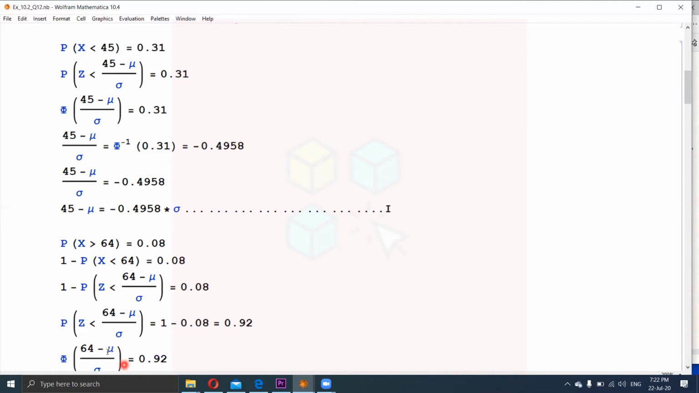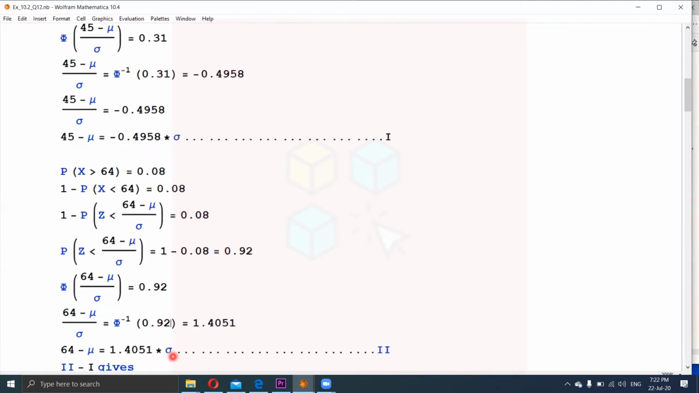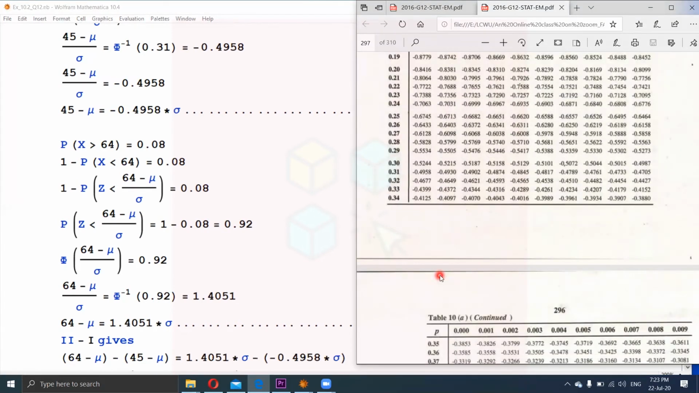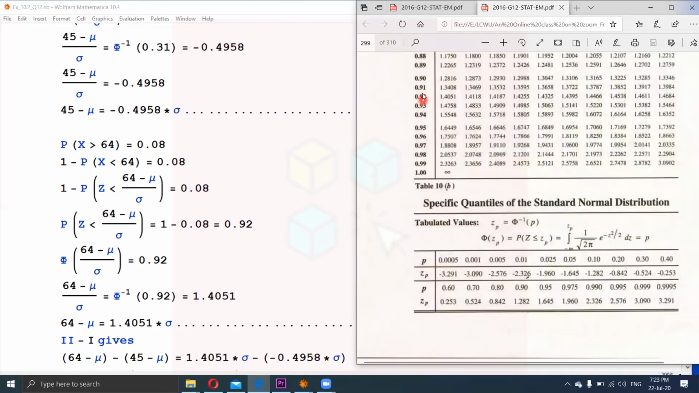Phi of 64 minus mu over sigma is equal to 0.92, and we take phi inverse of 0.92 from the table. Under the column 0, its value is 1.4051. So substituting this value, our second equation is 64 minus mu is equal to 1.4051 sigma. So solving these two equations, first and second, simultaneously, we can have the values of mu and sigma. We can subtract second from first or first from second, anyway.